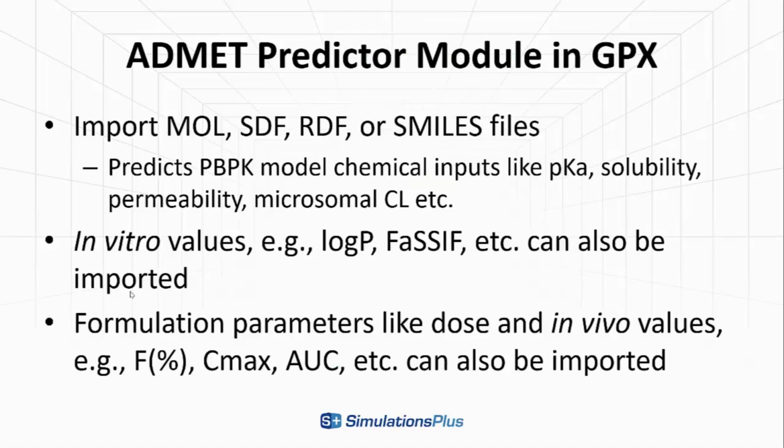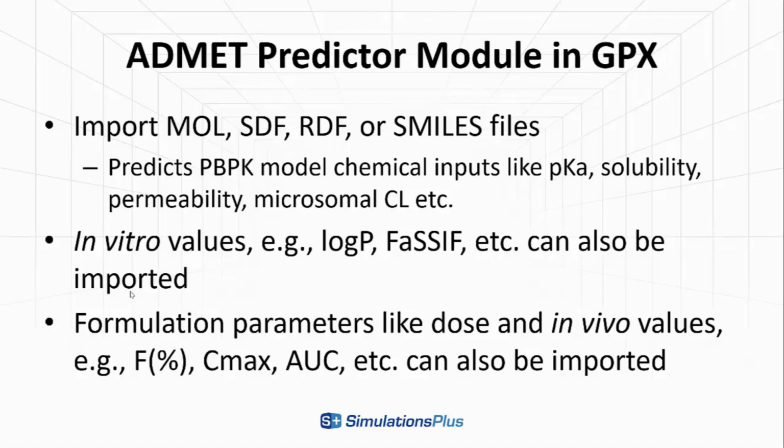The ADMET Predictor module in GPX allows one to import mole, SDF, RDF, or SMILES files into the program. The 2D structure of the input molecule is used to predict chemical inputs like pKa, solubility, permeability, and microsomal clearance, among other properties. With this module, one can also input in vitro values.